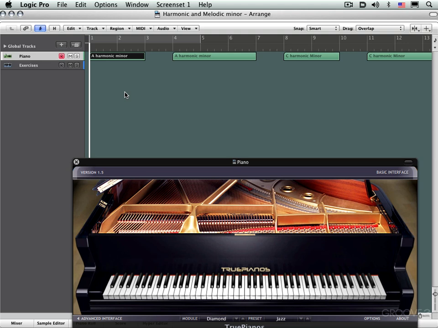Now, the real unique defining characteristic of this scale is that interval of an augmented second between the sixth and seventh degree. And this is a unique example where we do use the term augmented second instead of minor third or flattened third, because really going from the F to the G sharp is going from the sixth degree of the scale to the seventh degree. So we're really only moving one scale degree up. It's not going up two intervals. It's one interval, but it happens to be an interval of a minor third because of the augmentation. And that gives it a real kind of exotic flavor.